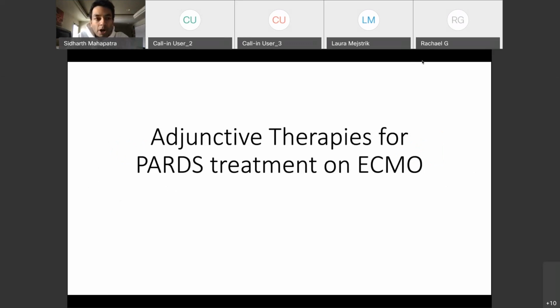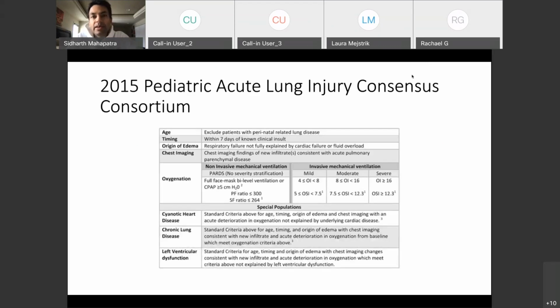One of them is sodium bicarbonate. The second one is going to be inhaled TXA, tranexamic acid. And the third one is the one you're probably most excited to hear about, which is perflubron, also known as Liquivent. But before we do that, let's start from basics.